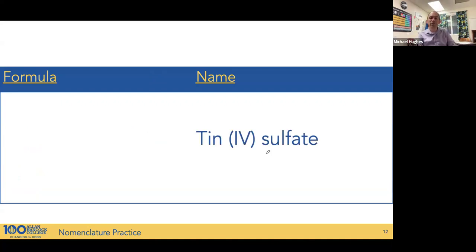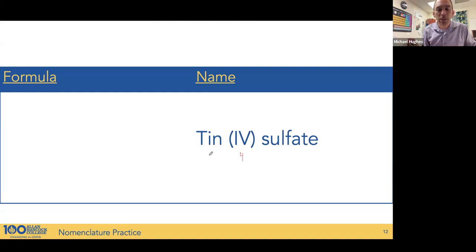Tin IV sulfate. So I before V, which is 5. I before 5 is 4. For those of you that are not Roman, the Roman numeral 4 is IV. So that 4 is the charge on our cation. That's what the parentheses with Roman numerals mean. It's important to keep that straight.